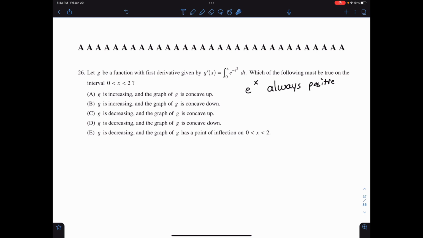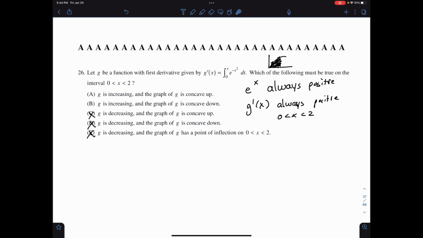So now when I integrate, remember that integration is the area under the curve, right? So if the values on my curve, which is e to the negative t squared, are positive, it means my area under the curve is also positive. So I know that g prime of x is always positive between 0 and 2. So right off the bat, I can eliminate any of the statements where g is decreasing, because it's not. Since g prime of x is positive, it's increasing.